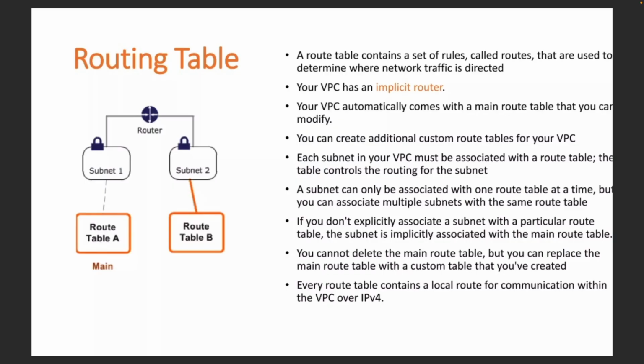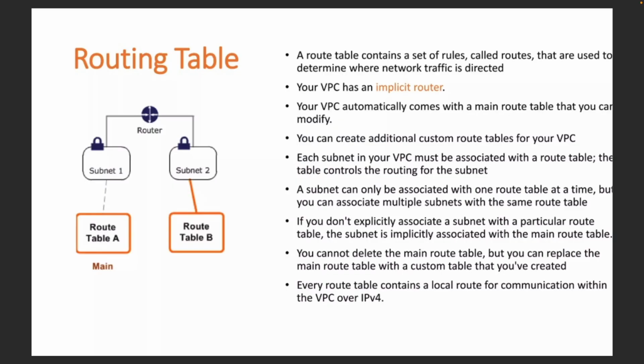Okay, so now we're going to take a look at routing tables. A route table contains a set of rules called routes. These determine where network traffic is directed. Think of it as a GPS for network traffic. Your VPC has an implicit router that is always there. Your VPC automatically comes with a main route table that you can modify to suit your needs. You can create additional custom route tables for your VPC to handle special routing scenarios.